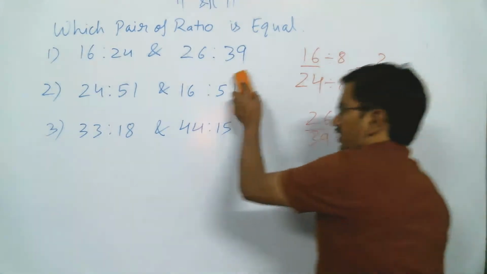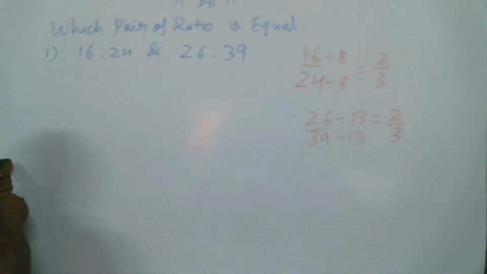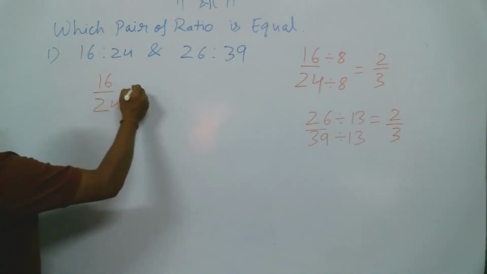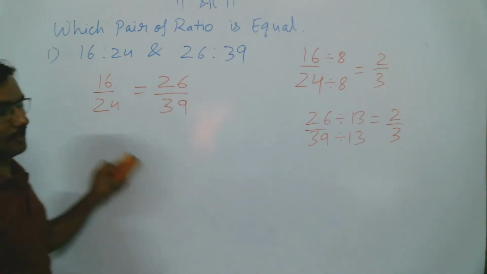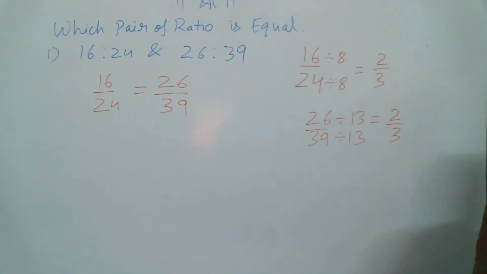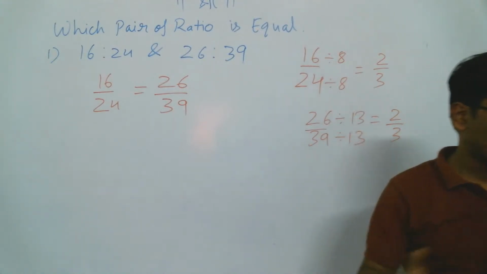Now, what we can say when the two ratios are equal, we observed here that 16 by 24 is equal to 26 by 39. What does it mean? We can say the equivalent ratios. There are two ratios which are equivalent. So what can we name them?